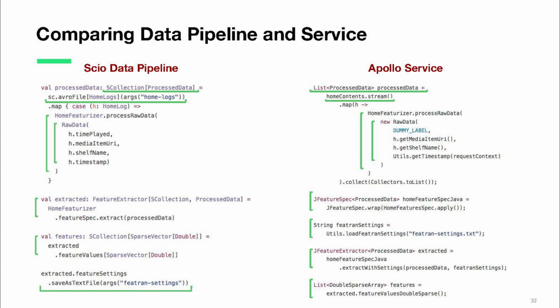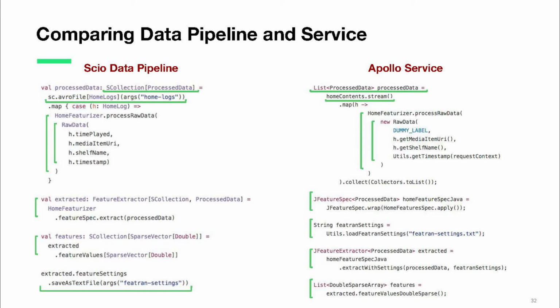In the Java service, there are 2 additional steps that you have to take. One is getting this Featran-friendly version of the specification. And then you also have to get your Featran settings, which were saved during the SHIO data pipeline. And then you're also calling extract in a very similar way. The only difference is that in the Apollo service, you're calling extract with settings, and you're passing in the Featran settings, which Fallon showed you what they look like. It's just a string that has all of the aggregations that were saved.